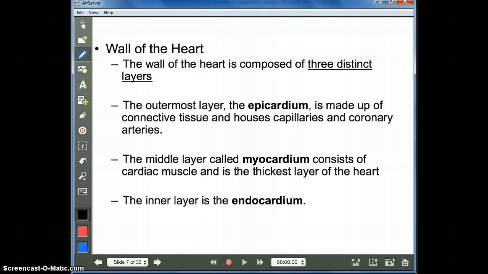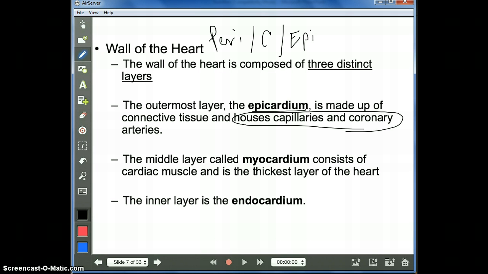So now if I look at our distinct layers of the heart, this is where we're going to see our diagram. Not only do we have, remember again, our peri, and then we have our cavity, we're now onto the epi, which is the outer side of the heart that's going to correspond and contain capillaries and coronary arteries. Coronary arteries are going to contain oxygenated blood. They're going to feed the heart.